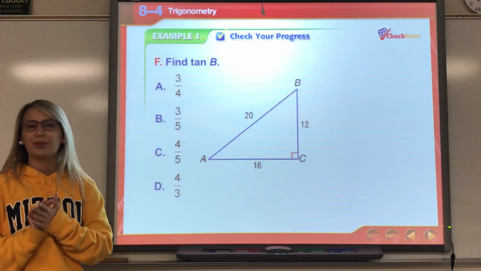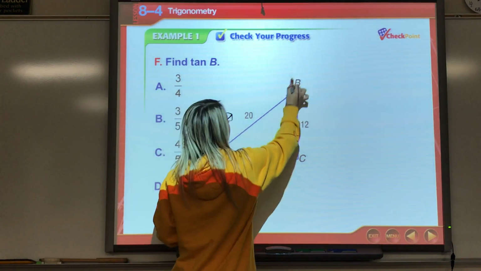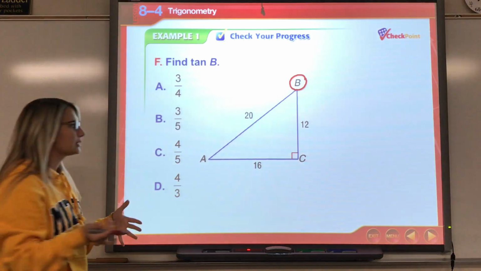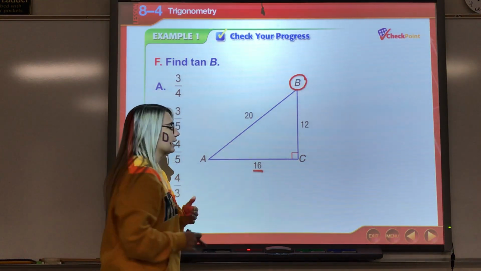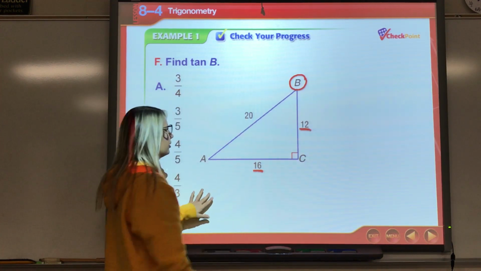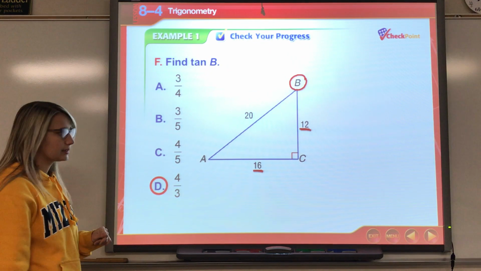And one last one, we're finding the tangent of B. So here's B. Remember, the tangent is the opposite over the adjacent. So here we have the opposite is 16, adjacent is 12. Put that into a fraction and we get 4/3.